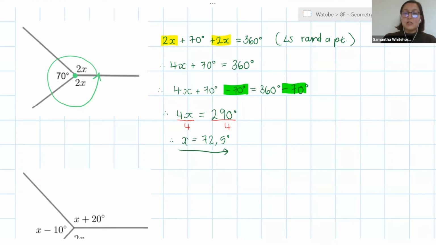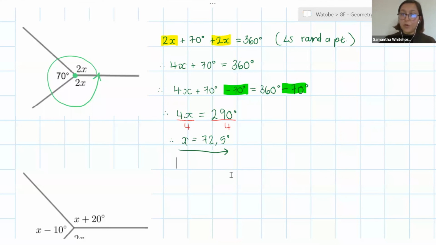In this case, even though we don't really like decimals, we will write it as a decimal rather than an improper fraction or a mixed number. So 72.5 degrees is the size of my angle, x. Okay, so all 3 of those angles added together give me my 360 because of angles round a point. And we got that decimal because if we say 290 divided by 4, I get 72.5.